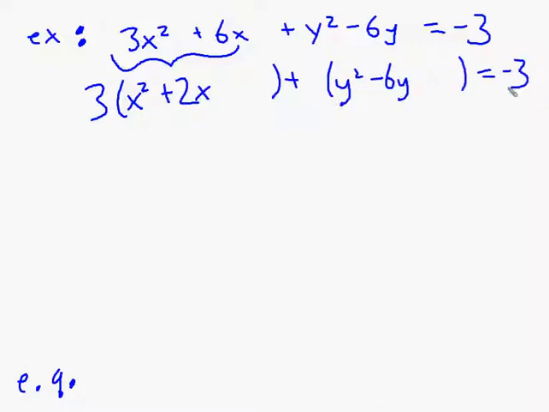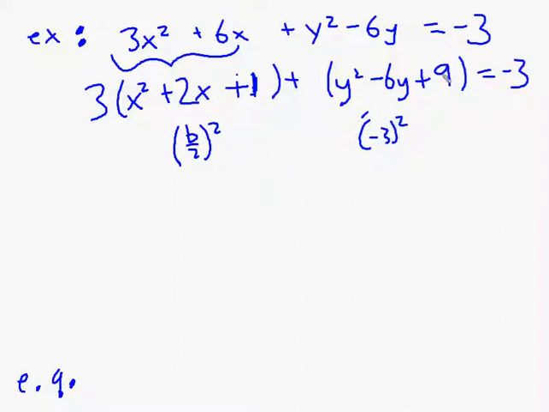Now what do I do to complete the square? B divided by 2 squared. So half of 2 is 1, square it is 1. Okay? This one. Half of negative 6 is negative 3. Square it, and I get 9.